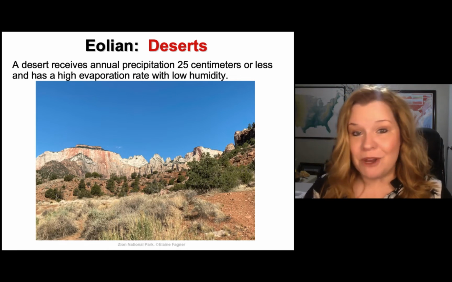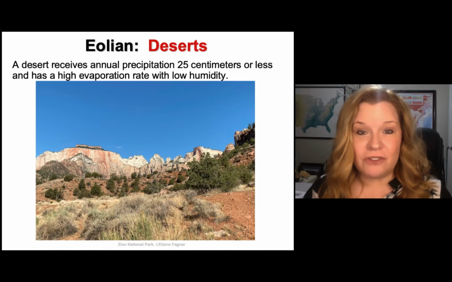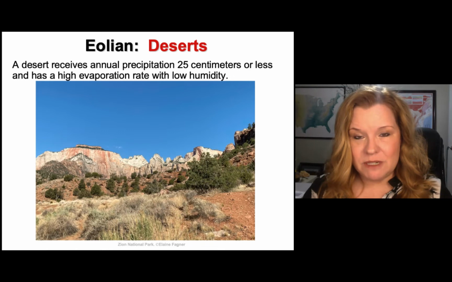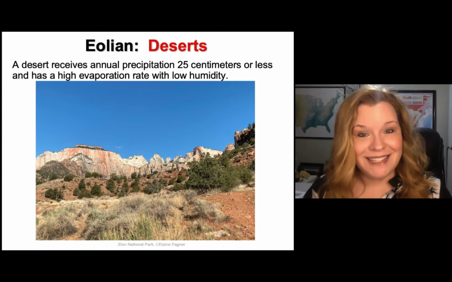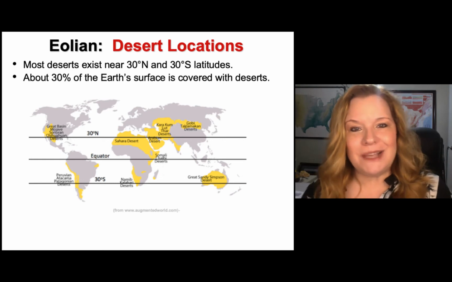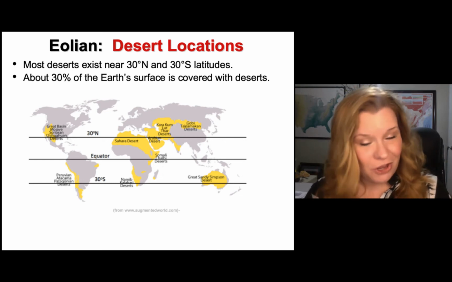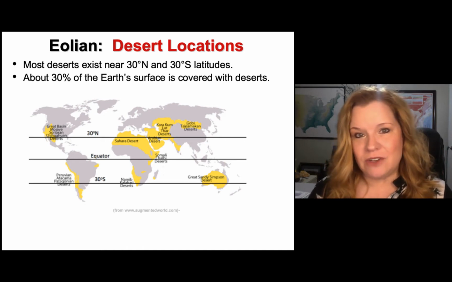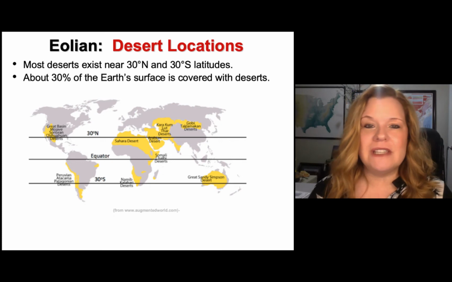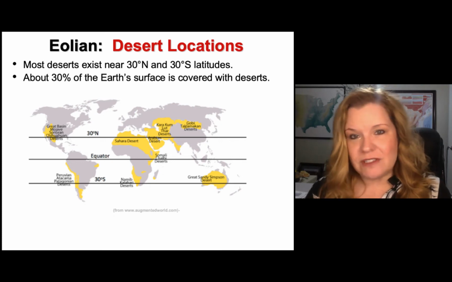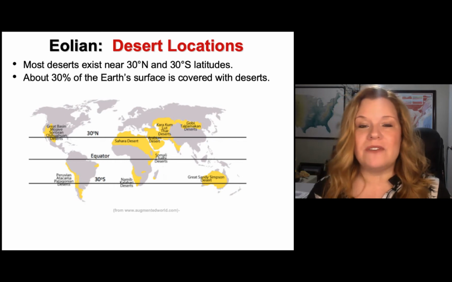It may be a combination of rain and snow, or just rain. But when deserts do get their precipitation, some interesting things happen. There's a distinctive place where we can find deserts, and most, not all, but most deserts are found right around the 30-degree north and south latitudes.